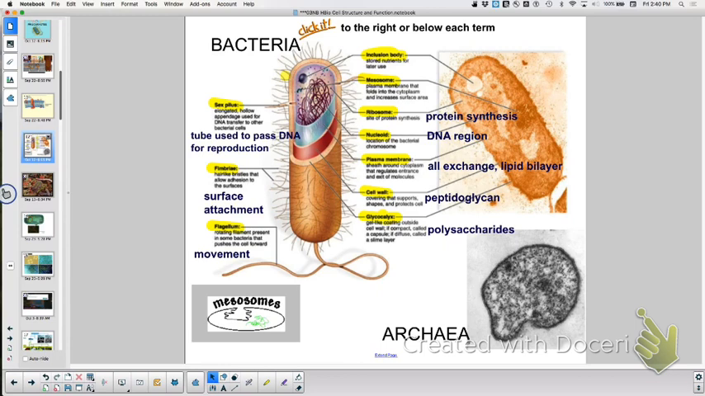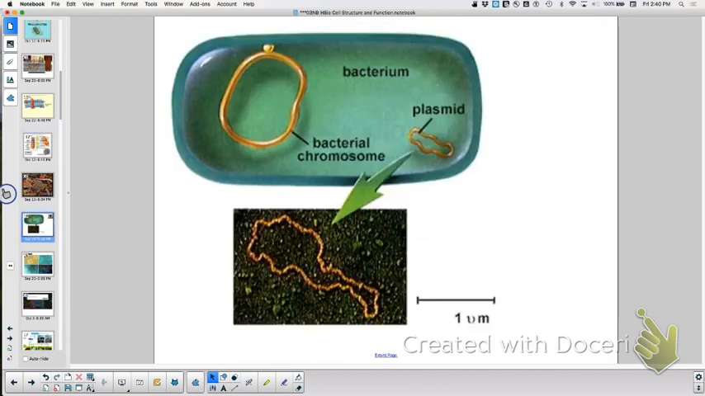I'm looking at my appers now. What is the extra bonus DNA? What's it called? Plasmids. Yes. Remember plasmids? The extra ring of DNA?